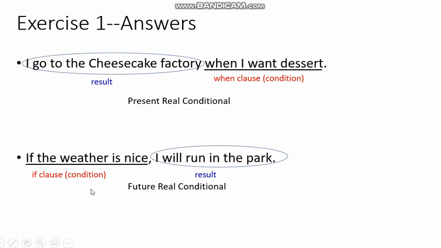Next sentence. If the weather is nice, I will run in the park. We have our if clause, if the weather is nice. The result is in the future, you will run in the park. Well, this is future real conditional.